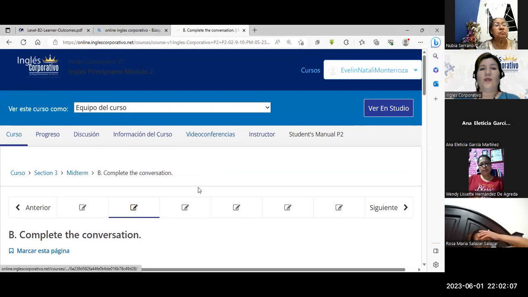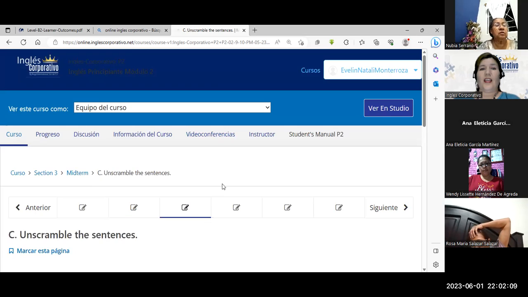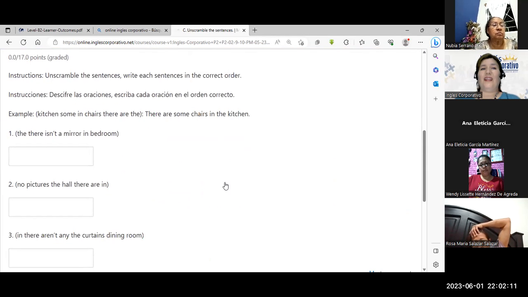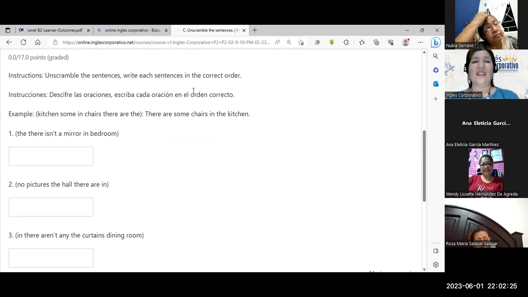And what about the next one? Here, in this one, unscramble the sentences. Maybe this one was difficult for you. Yes or no? Yes. Today we started exactly like that. It's this one. Okay. Eso fue lo que estudiamos ahora. The sentences with there is and there are.